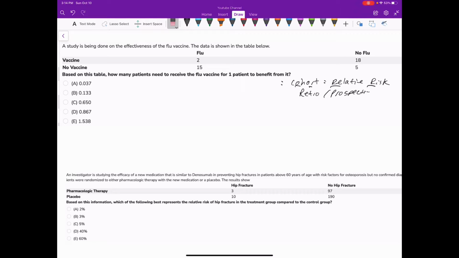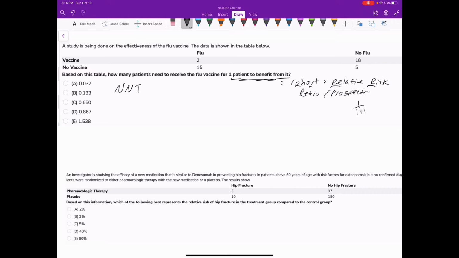Okay, so we know it's a cohort study. We're using relative risk. Relative risk was 1 over 2 numbers, right? Okay. But here we go. Based on the table, how many patients need to receive the flu vaccine for one patient to benefit from it? Okay, so what is this even asking us? All right. One patient to benefit from it. Well, this is probably numbers needed to treat.